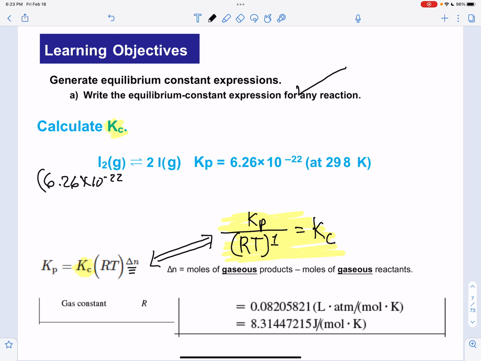So Kp is going to be that. We're going to divide it by the temperature, 298 Kelvin. And then we have R. So R can be this value, or it could be this value. Which one do you think we need to be dealing with? We're dealing with Kp, which is based on pressure. So we're not using the energy. We're using the one that contains unit of pressure.